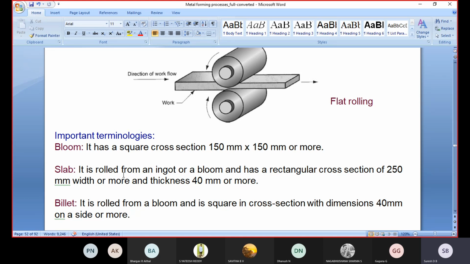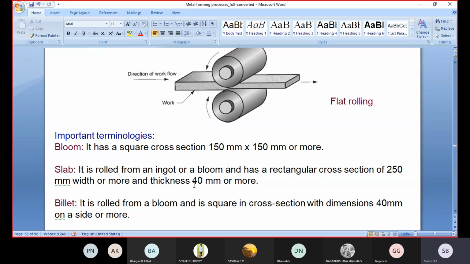Once the thickness is reduced, the width of the component is automatically increased. Thickness is reduced, width is increased. That rectangular cross section material is 250 mm width. The 150 mm is increased to 250 mm width. Then the thickness of the material is reduced to either 100, 50, or 40 mm or more. These types of components are called rectangular cross section components or slabs.